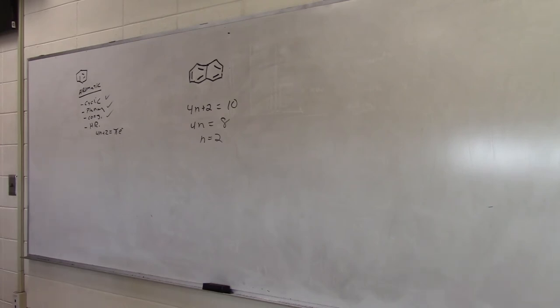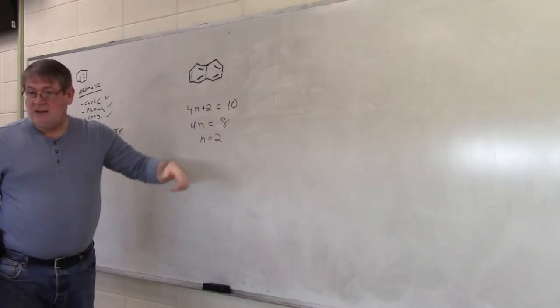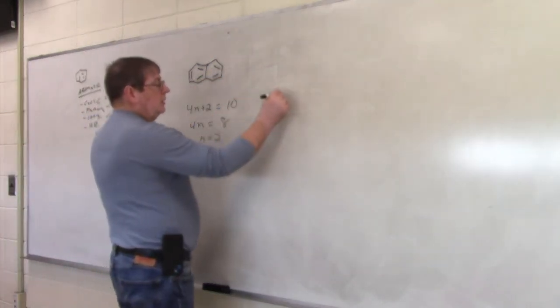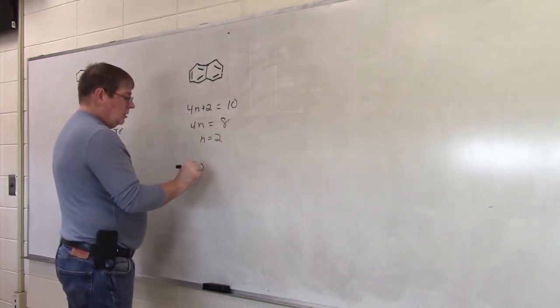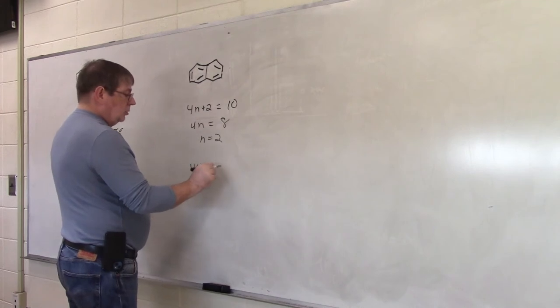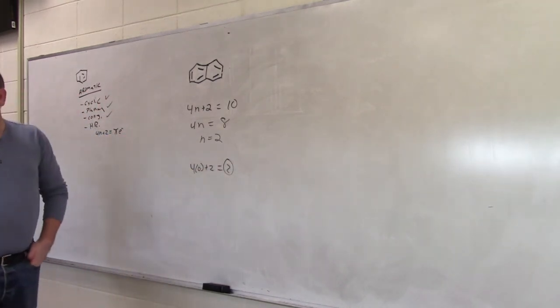But doesn't it have to be like 2, 6, 10, 14? You can do all of those if you want to memorize them. Yes, you can do it that way. Because I told you N can be 0, 1, 2, 3, 4, 5, 6, 7, 8, 9, 10. So if N was 0, 4 times 0 plus 2 is equal to what? 2. So 2 electrons could satisfy Huckel's rule.